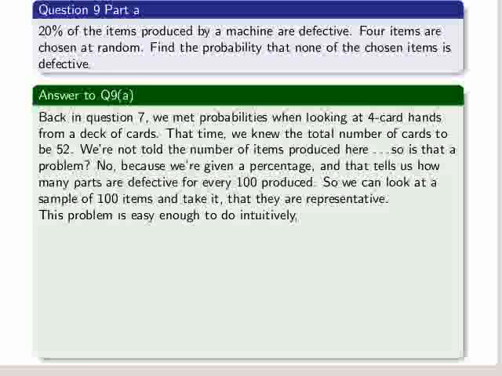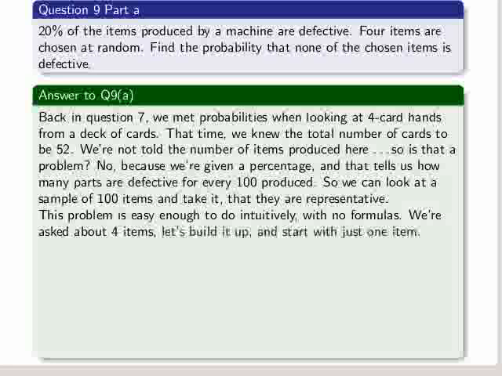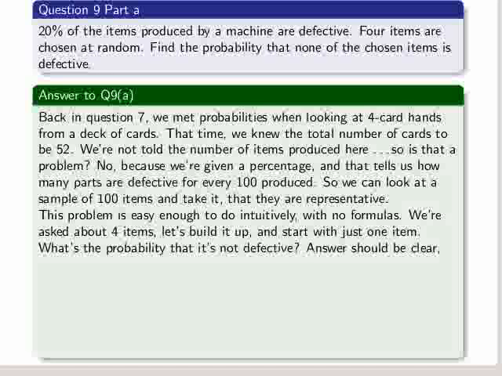This problem is easy enough to do intuitively with no formulas. We're asked about 4 items. Let's build it up and start with just one item. What's the probability that it's not defective? The answer should be clear. It's 80 over 100, or 4 over 5, or 0.8.